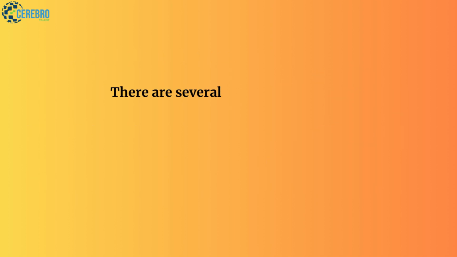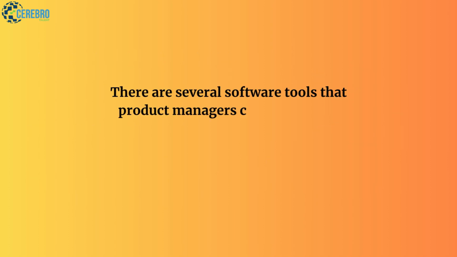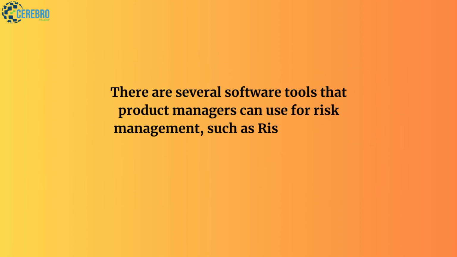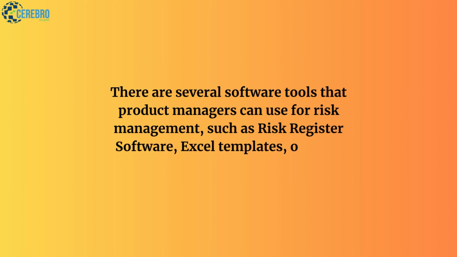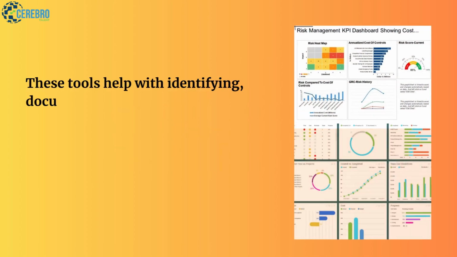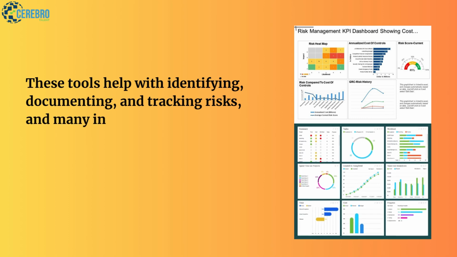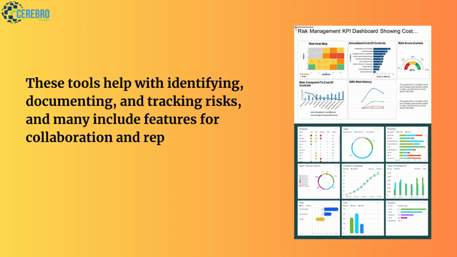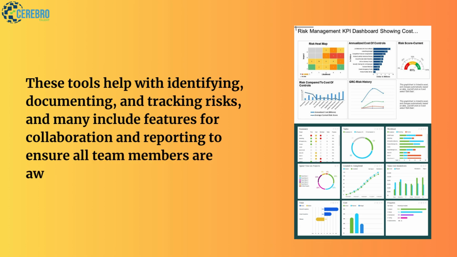There are several software tools that product managers can use for risk management, such as risk register software, Excel templates, or more advanced tools like Primavera and Jira. These tools help with identifying, documenting, and tracking risks, and many include features for collaboration and reporting to ensure all team members are aware of the current risk status.